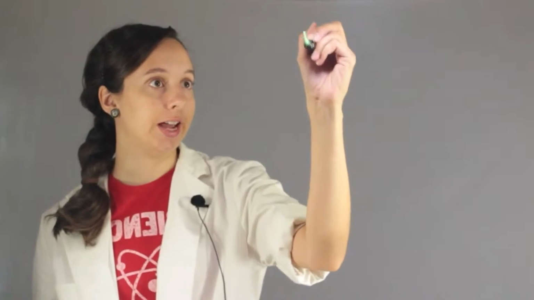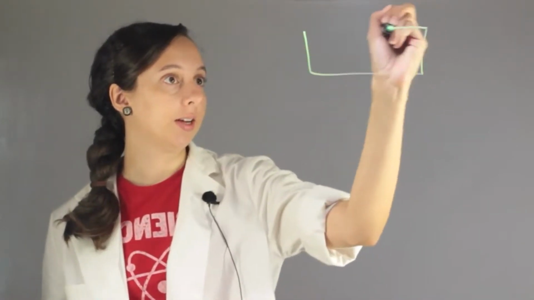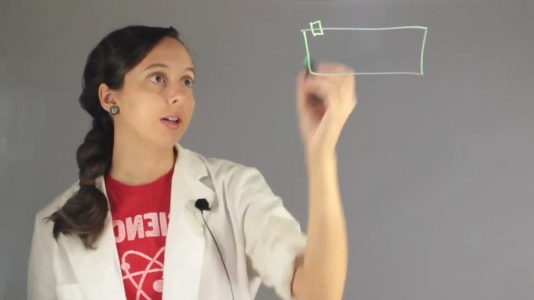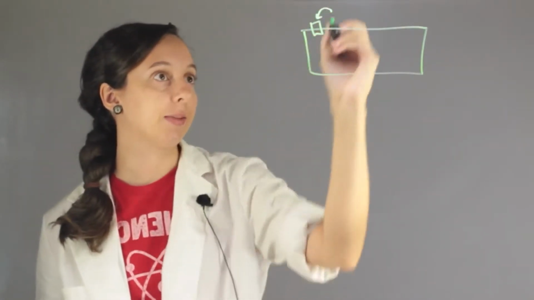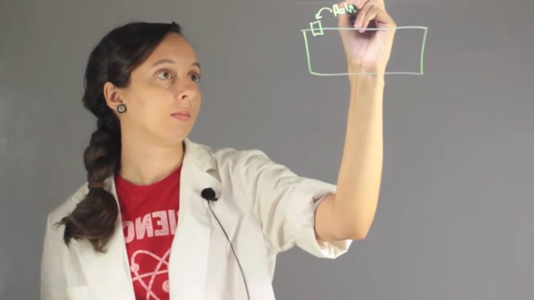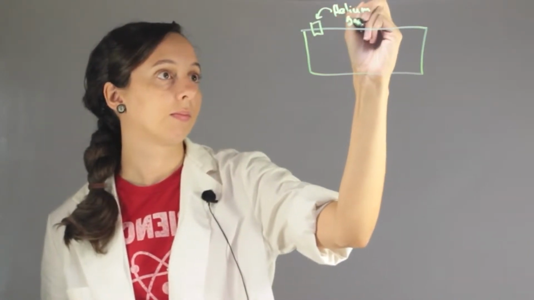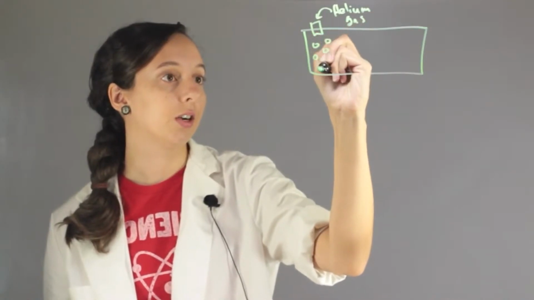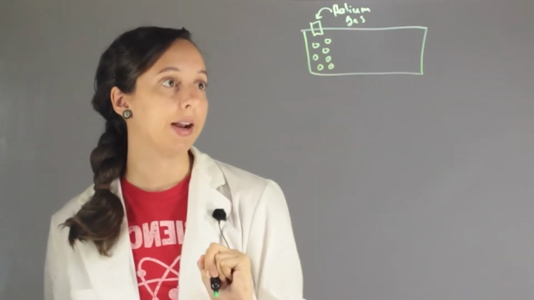So let's take a look at what diffusion is. Let's say that you have a chamber here, and it's a vacuum, so it's completely empty. But you have a little port, and you put in some helium gas. Then over here, you'll enter all of your helium atoms.